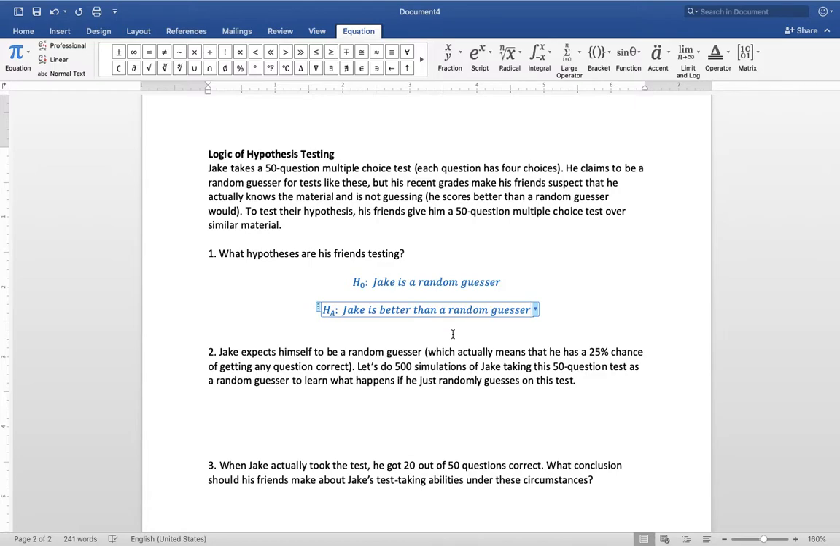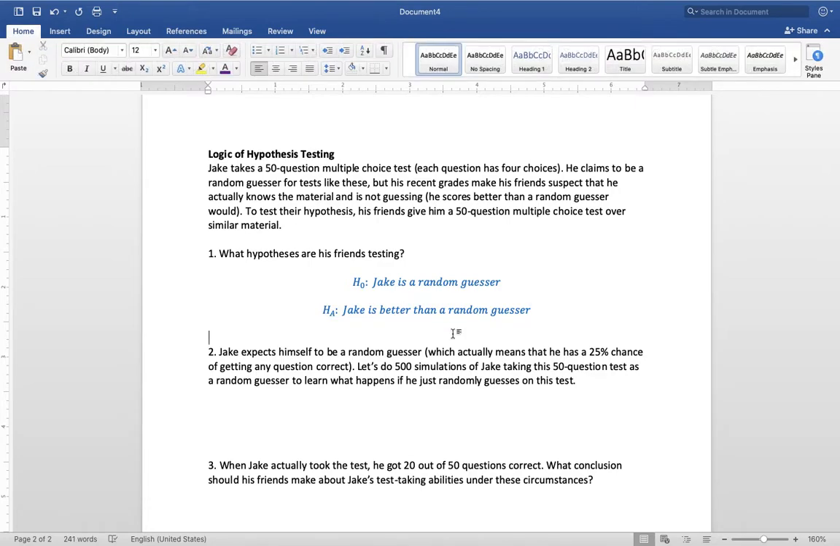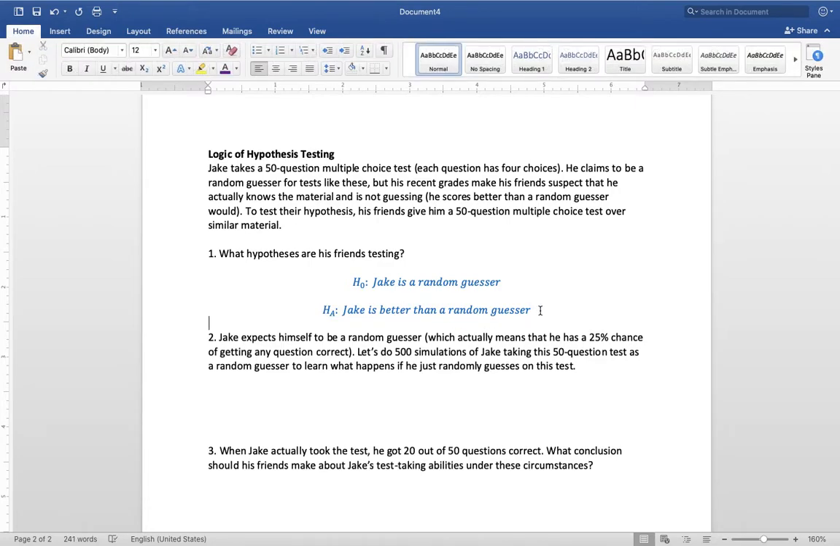So let's keep going here for a second. We're going to try to test these and figure out what's going on here. Jake expects himself to be a random guesser, which actually means that he has a 25% chance of getting any question correct. Okay, so that's the expectation. What does that actually mean? If he's just randomly guessing for every question, there are four choices for each question. That means he has a 1 out of 4, or 25%, chance of getting any question right.